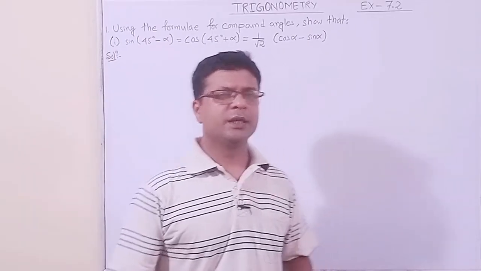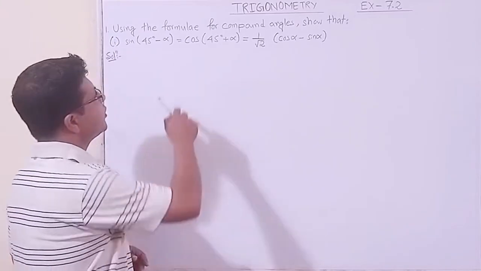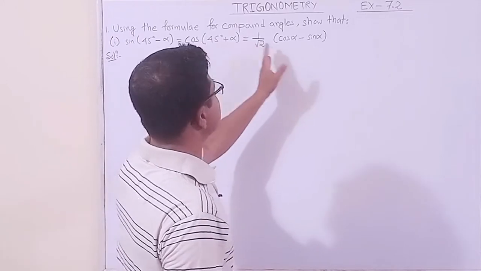Today we shall start exercise 7.2 of the chapter Trigonometry. Here we will take question number 1. Let us read the question. Using the formulae for compound angles, show that this equals this equals this.